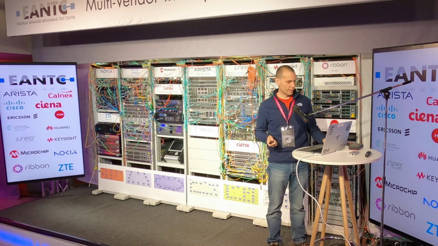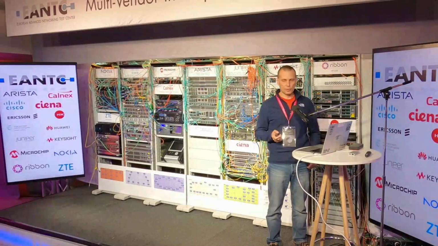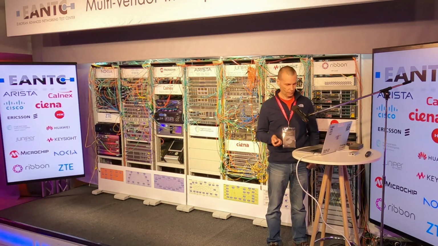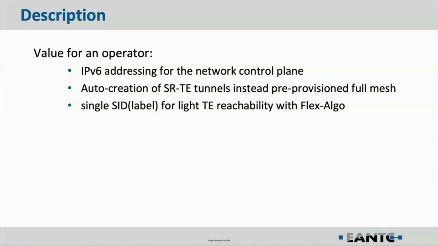And the second showcase is about ISIS with IPv6 only loopback and link addresses. And we're going to use FlexAlgo based on delay metric. And to get this delay metric, we're going to use TWAMP Lite over IPv6 addresses. That's about the test purpose. And now the value for operators.